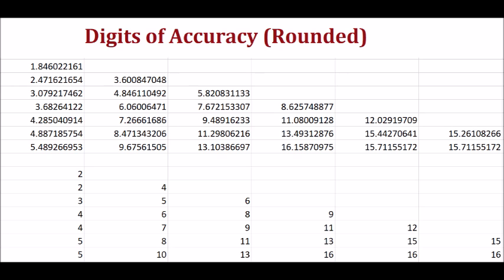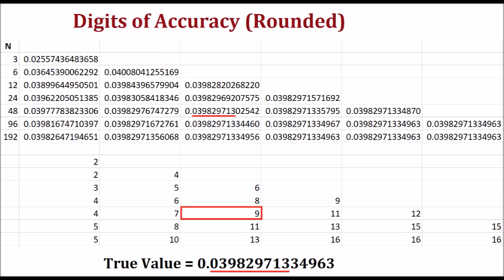So what does all this mean? If we round the values obtained from Romberg integration to the specified number of digits, it will match the true value, also rounded to the same number of digits. For example, the number shown is rounded to 9 digits. That matches the true value rounded to 9 digits. I leave the rest of them as an exercise for you to complete on your own.